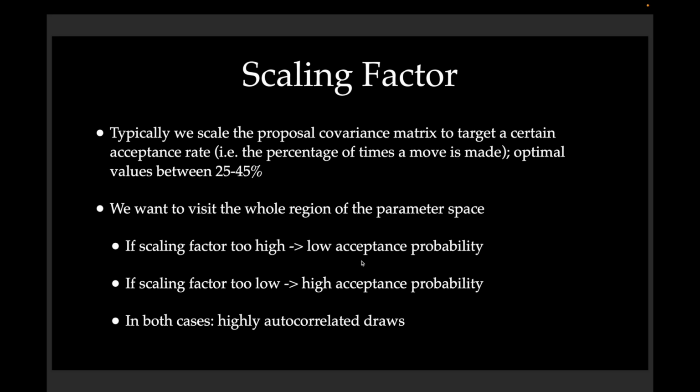So the key idea is that if you scale your covariance too high, if you multiply this with a very large number, you will get a low acceptance probability. If you have too low a number there, you might get too high an acceptance probability. The problem is that in both cases, too low and too high acceptance probability, your draws are heavily autocorrelated. So you keep staying in the same area for too long.